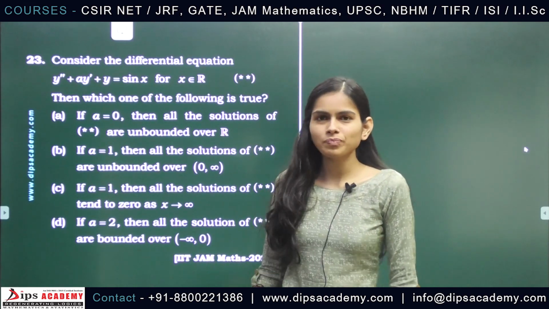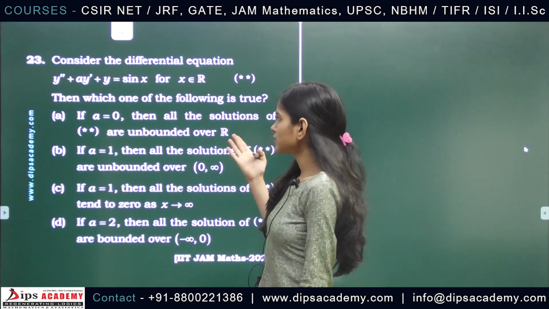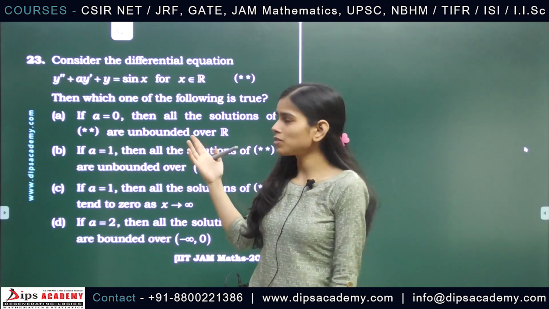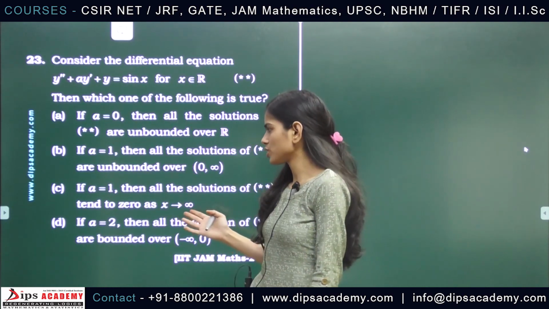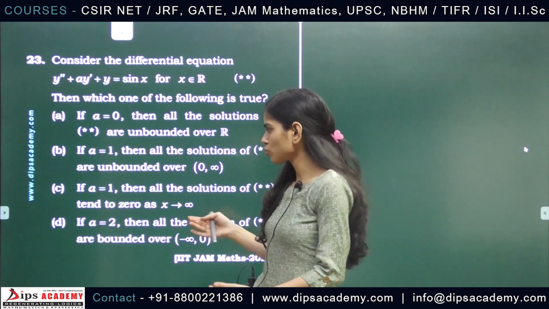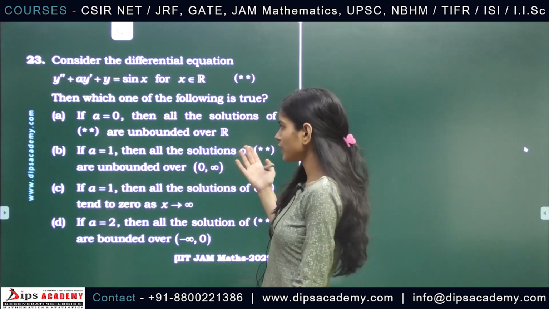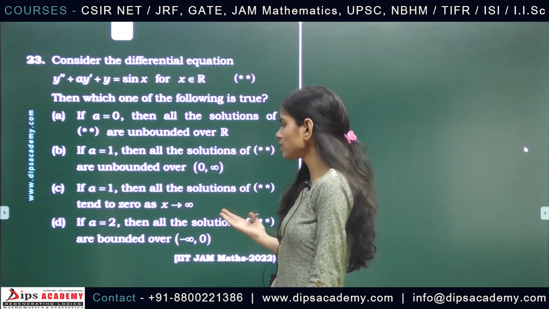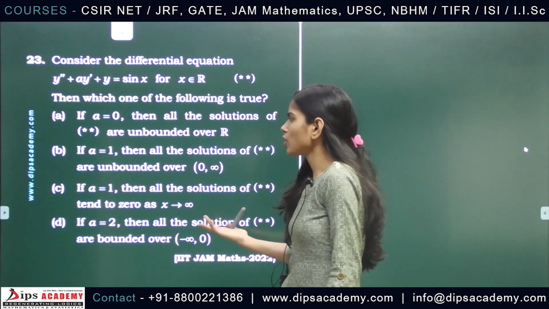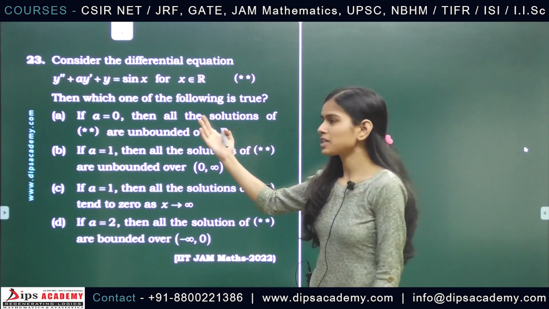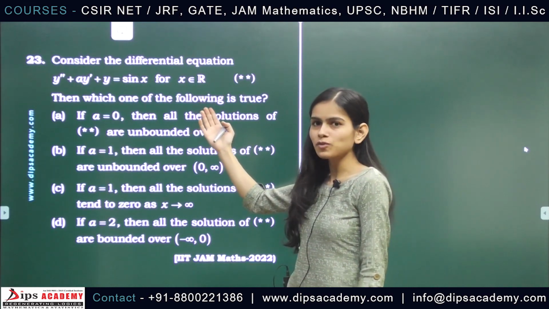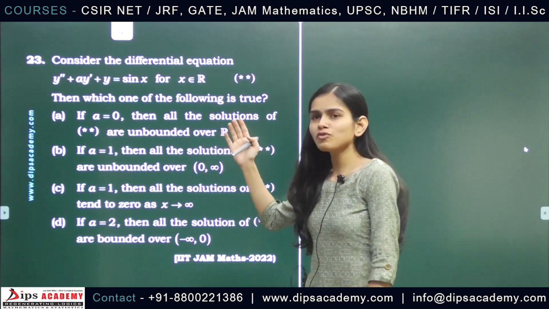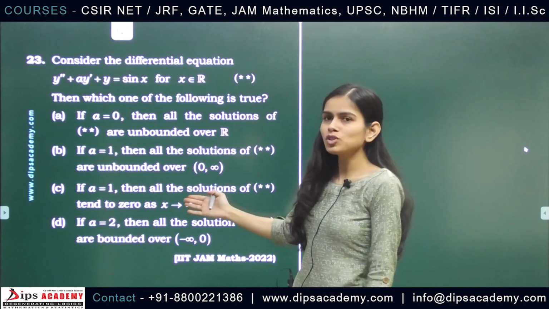We have a second-order differential equation, and we will discuss the options on the coefficient of the differential equation, and then the solution conditions, that is boundedness or unboundedness, or the limit existing, etc. We are given the differential equation y'' + ay' + y = sin x for x belonging to the real numbers. Which one of the following is true? We have to find the true options.